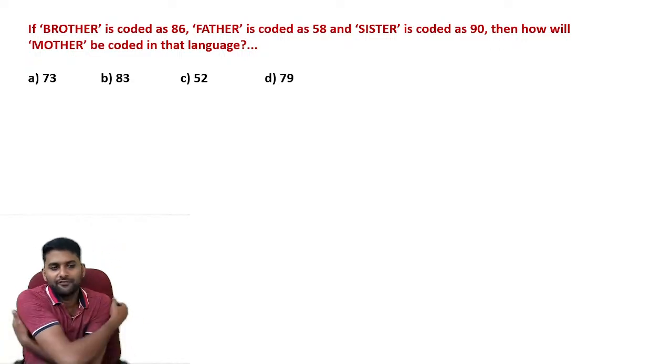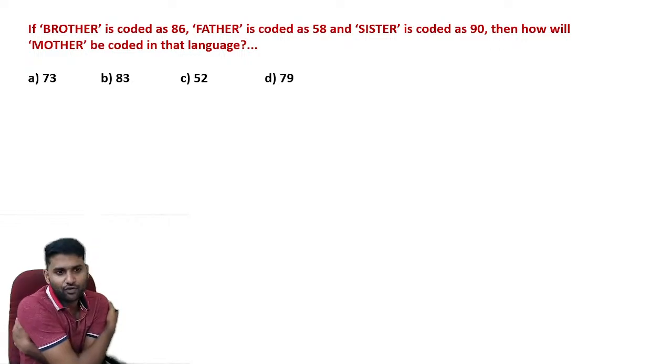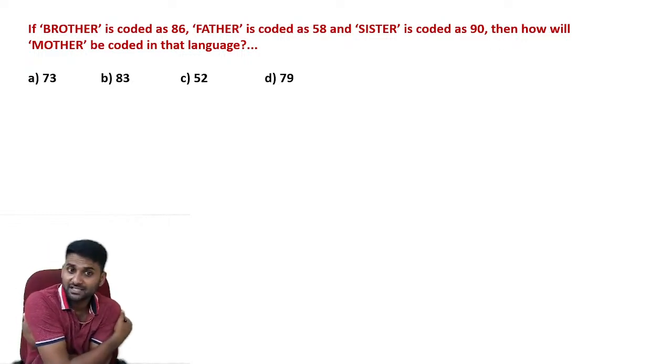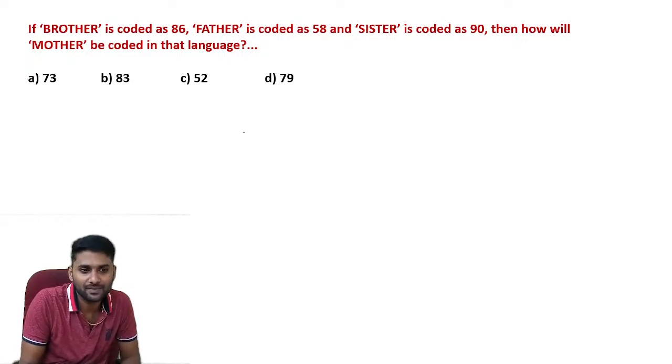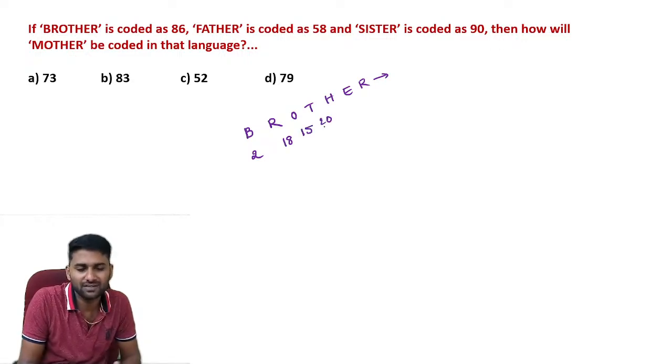Now see, if brother is coded as 86, father is coded as 58, sister is coded as 90, then how will mother be coded in that language? Let me check with the brother. Brother: second letter, 18th letter, 15th letter, 20th letter. So definitely you can understand the logic also.